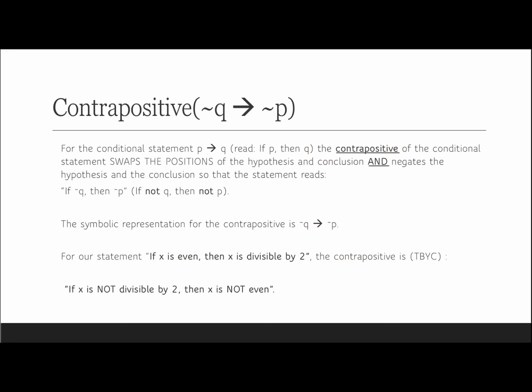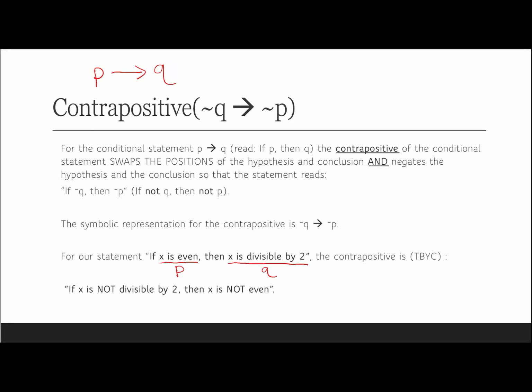The contrapositive for the statement if P, then Q is formed by swapping the hypothesis and conclusion and then negating the hypothesis and conclusion. So that's going to give us the form if not Q, then not P. If our original statement is if x is even, then x is divisible by 2, our hypothesis is x is even, and the conclusion is x is divisible by 2. So that's going to be if P, then Q.